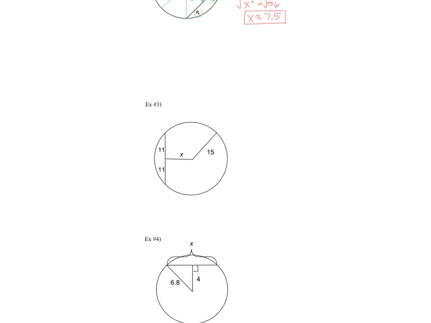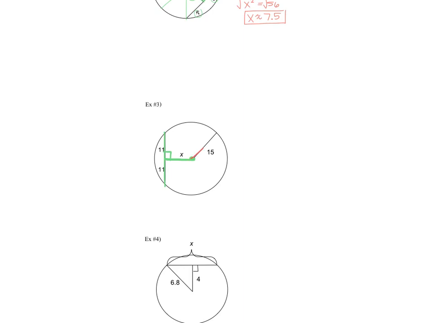Here's an example of one of those. So if I have x here, and again, this is the center. It's hard to draw a good dot in the middle, but you would know this is the center. Because these two parts are equal, it's got to be perpendicular. So I know I have a right angle here. We're looking for the distance to that chord, finding x.